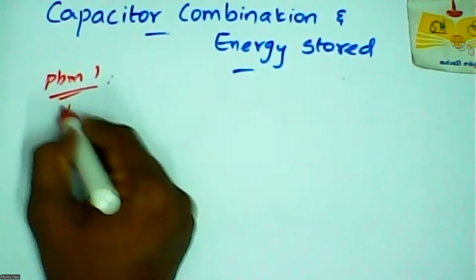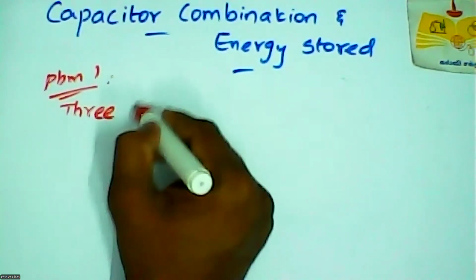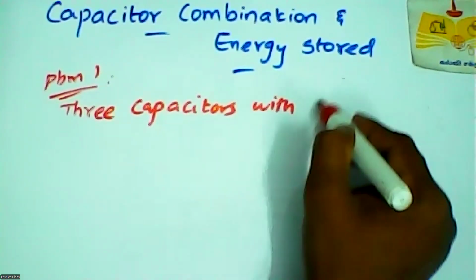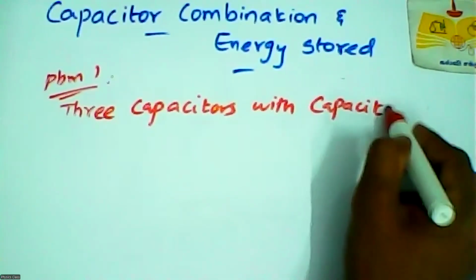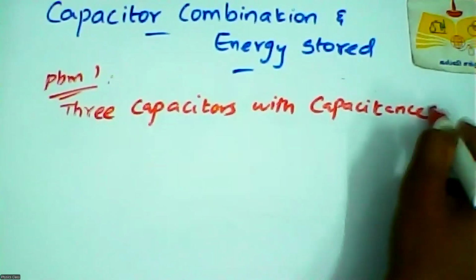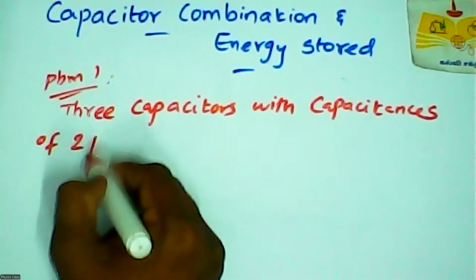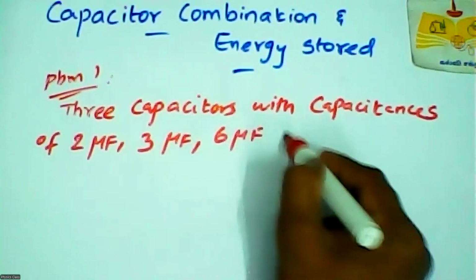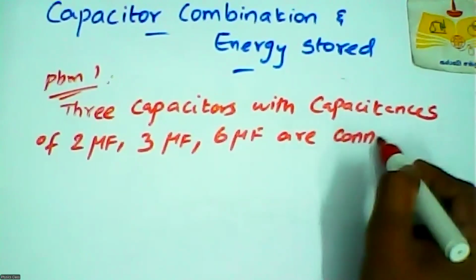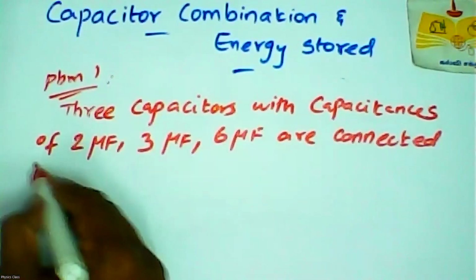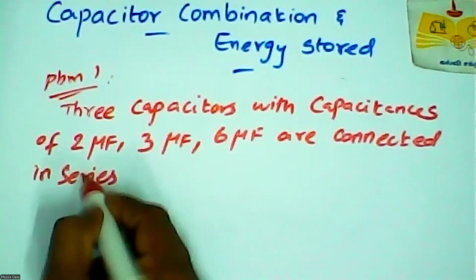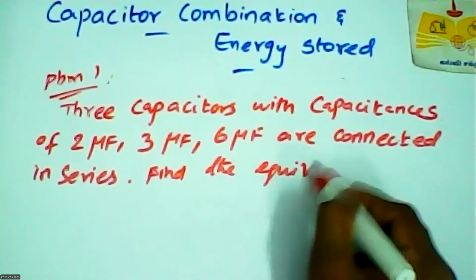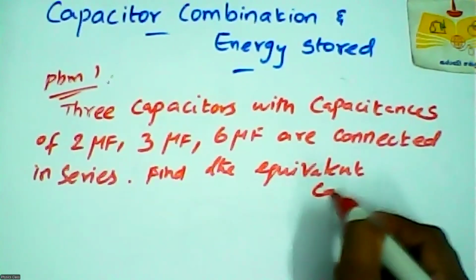Three capacitors with capacitances of 2 microfarad, 3 microfarad, and 6 microfarad are connected in series. Find the equivalent capacitance. Very easy formula, easy sum.